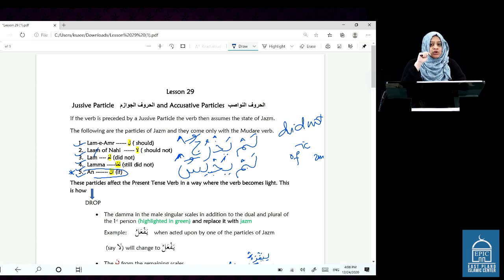Aslama yuslimu, same thing. Lamma yuslim, he still did not submit. Okay, so that's basically how you see these particles apply, whether it's mujarrad or mazid fihi. The reason I'm not bringing too much of mujarrad in is because this is the first time you're getting introduced to it, so I want your brains to settle.